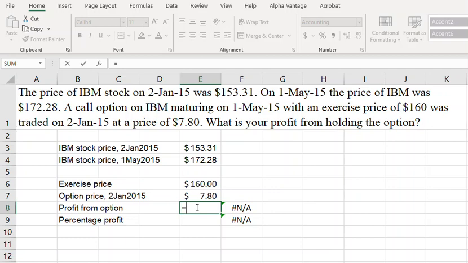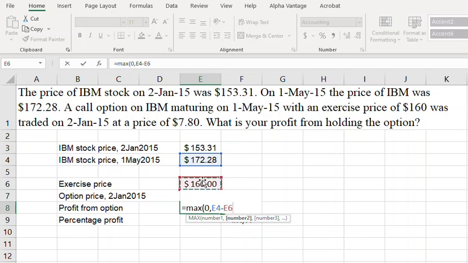So our function that we'll use here is max. We want to take the max of two states. So either 0 is going to be the highest value, and that would be the case if our option is at the money or out of the money. Otherwise, we'll have a situation where we're comparing the option price relative to the stock price. So we'll take E4 less E6.